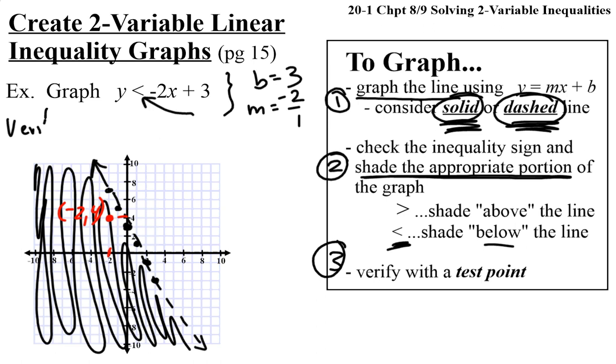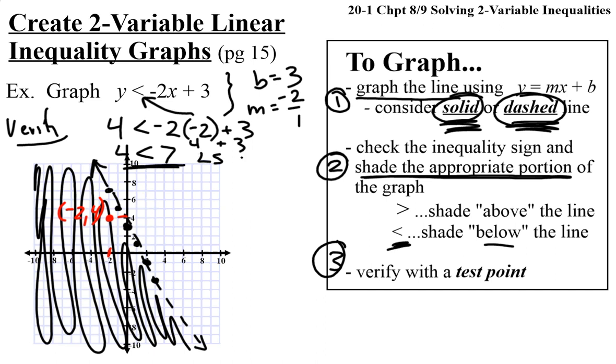So to verify, we say that y is 4, and that should be less than negative 2 times x. Our x is negative 2 in this case, plus 3. 4 plus 3 gives us 7. Is 4 less than 7? Absolutely. 4 is less, so my left side is less than my right side using (-2, 4).